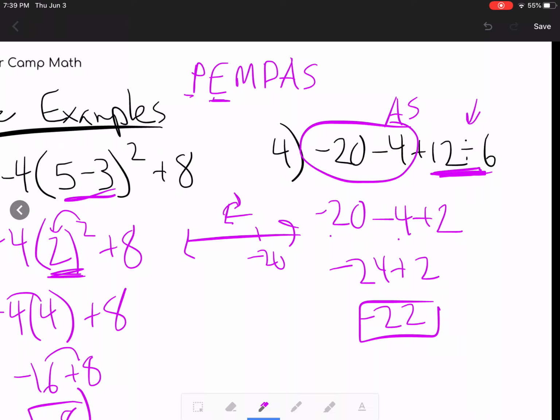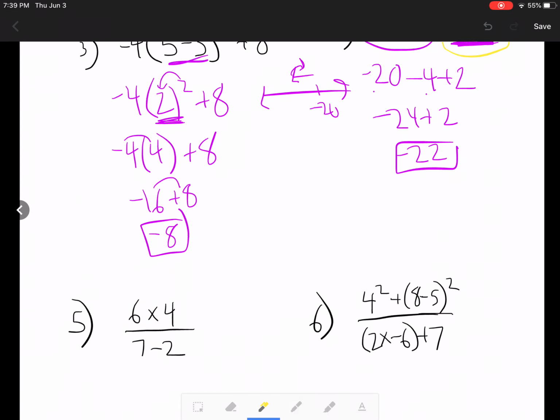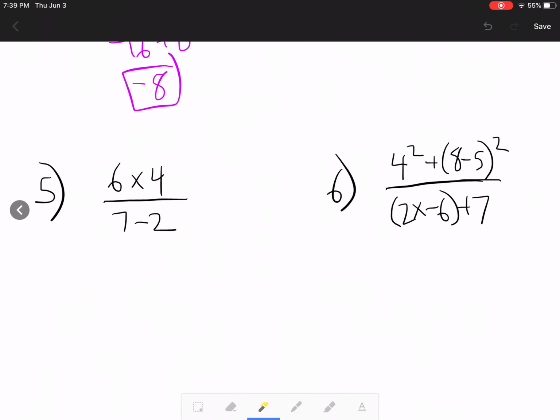So again, watch out. This is definitely one of my little favorite traps to use in these kinds of problems, where I put operations that need to be done first on the back end. All right, now let's look at some fractions. So here's the thing with fractions. You would look at it and you're thinking, okay, this is the very last thing I'm going to do. But actually, it's one of the first things you're going to do, okay?